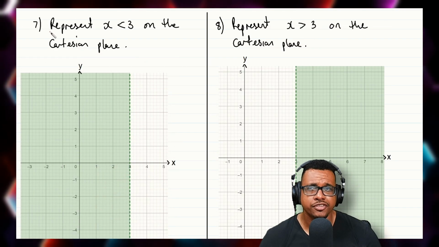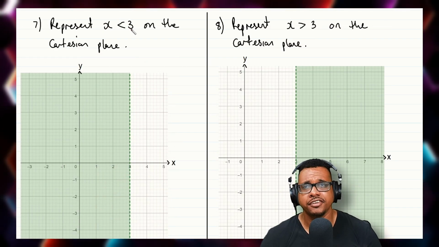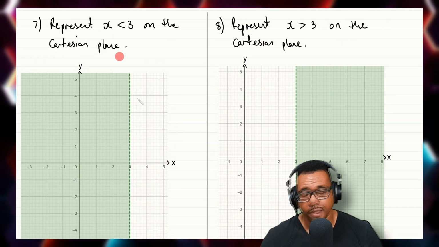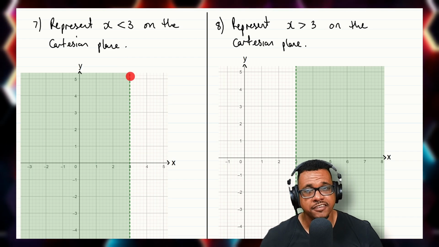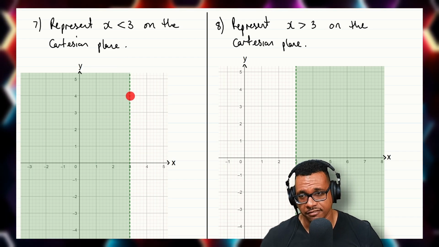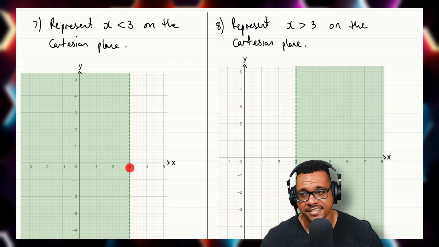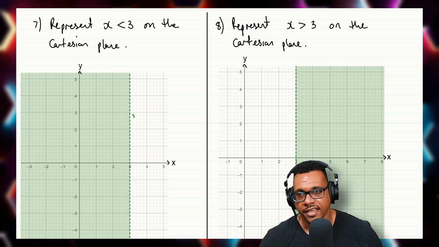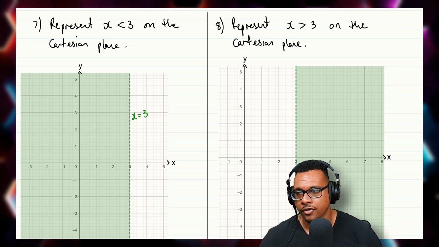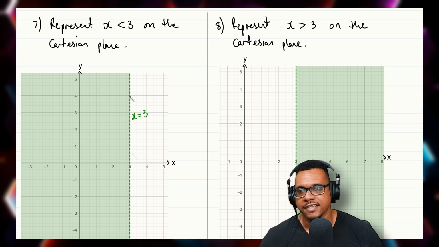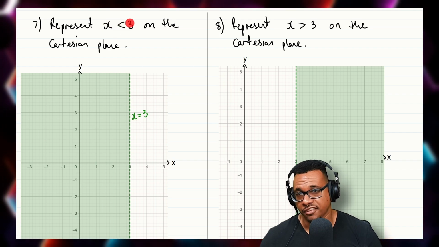So moving on here, we want to represent x is less than 3 on the Cartesian plane. So again, our boundary line will be a vertical dotted line, which we have here, passing through 3 on the x-axis. So we have x is equal to 3. This is our boundary line, and it's dotted because it's just x is less than 3.